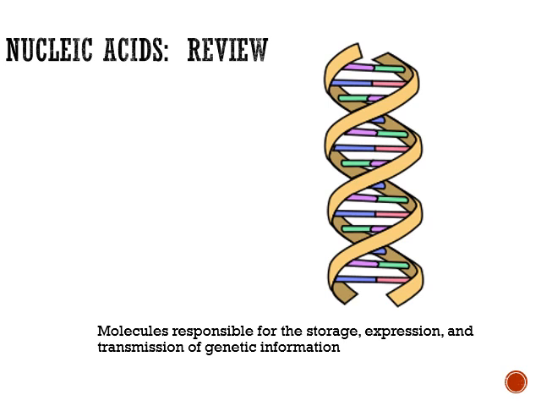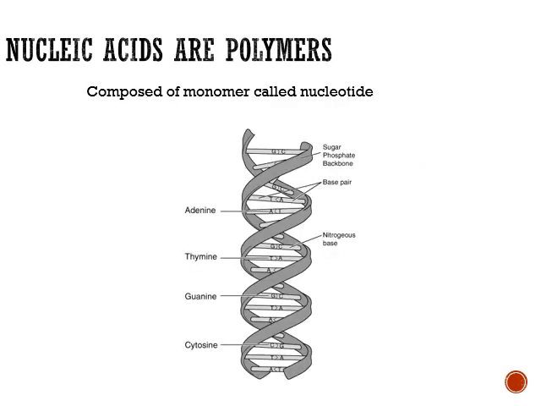Right. Nucleic acids are responsible for the storage, expression, and transmission of genetic information. They're made up of monomers called nucleotides. What are the 4 nucleotides in DNA? Adenine, thymine, guanine, cytosine. What about in RNA? What's different? That's right. There's no thymine.